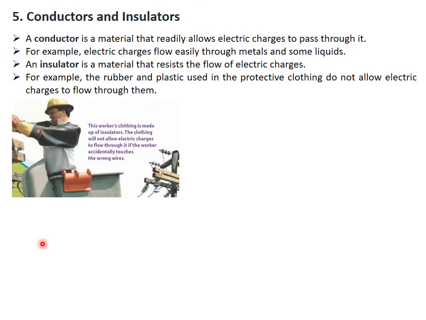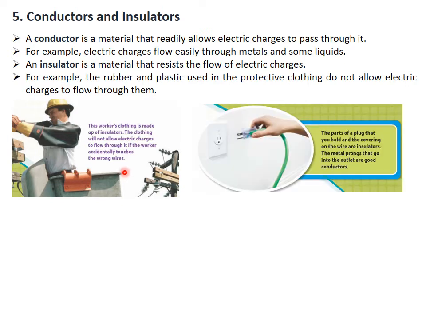Let's look at this picture. This worker's clothing is made up of insulators. The clothing will not allow electric charges to flow through it if the worker accidentally touches the wrong wires. In the second picture, you can see that the parts of a plug that you hold and the covering on the wire are insulators. The metal prongs that go into the outlet are good conductors.